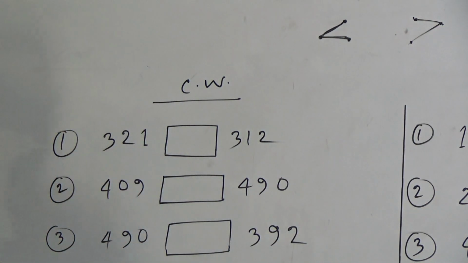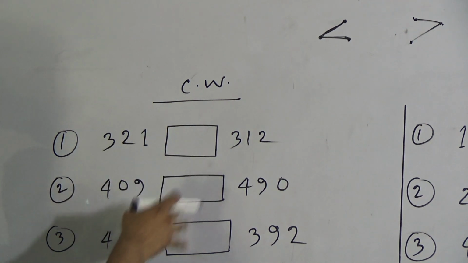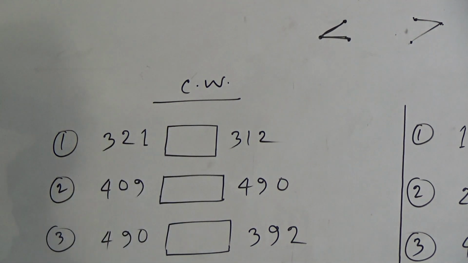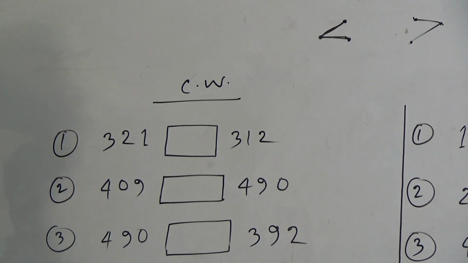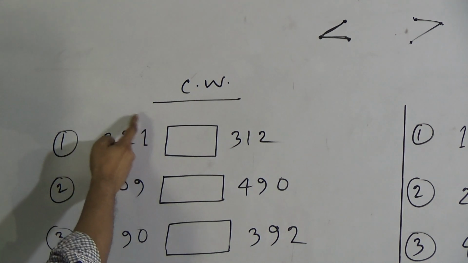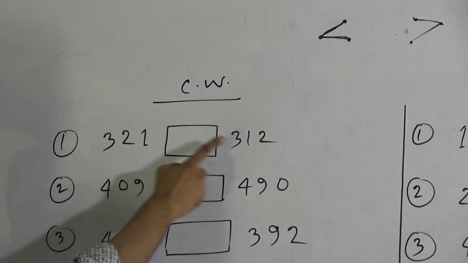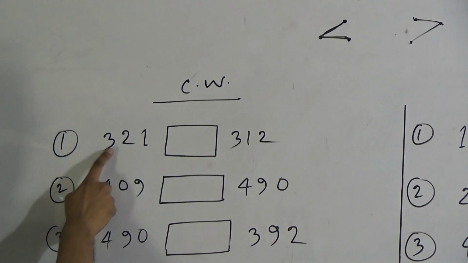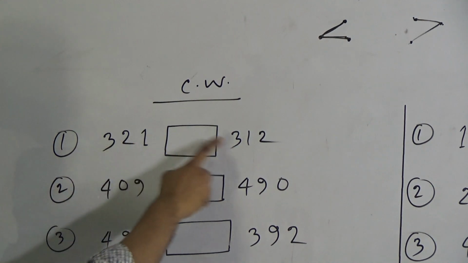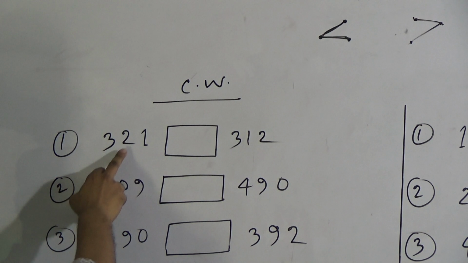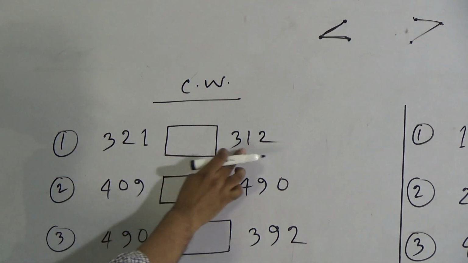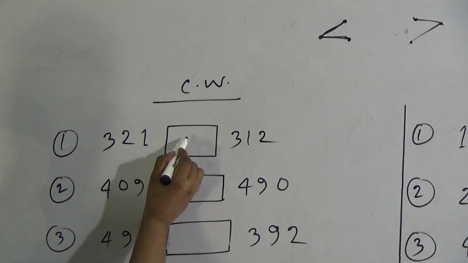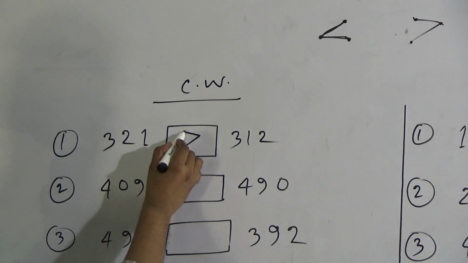Okay, now we'll put the appropriate symbol, smaller than or greater than, in the blank box. Dear students, here two numbers are given: 321 and 312. Now the question: is 321 greater or smaller than 312? We know that in the hundreds place, here 300 and here also 300 exist, but in the tens place, here 2 exists and here 1 exists, so this number will be greater. That means 321 will be greater than 312, so we will put the greater than sign here.